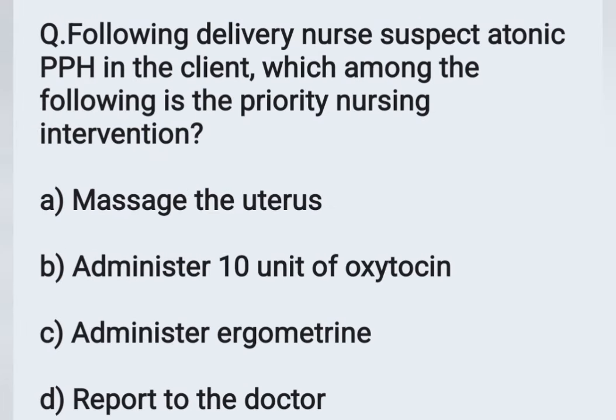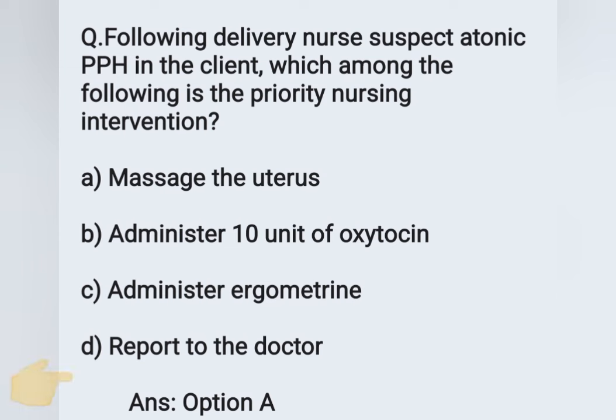And the next question is, following delivery, the nurse suspects atonic PPH in the client. Which among the following is the priority nursing intervention? Options: option A, massage the uterus. Option B, administer 10 units of oxytocin. Option C, administer ergometrine. Option D, report to the doctor. Here the question is, immediately after delivery, the nurse noticed that there may be atonic PPH. PPH means postpartum hemorrhage. Which is the priority nursing action? And the correct answer is option A, massage the uterus.